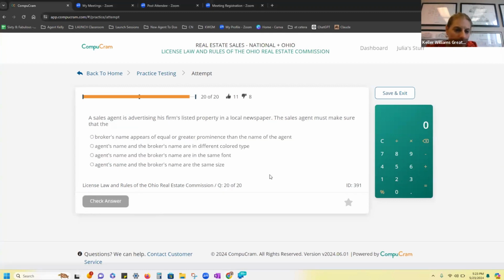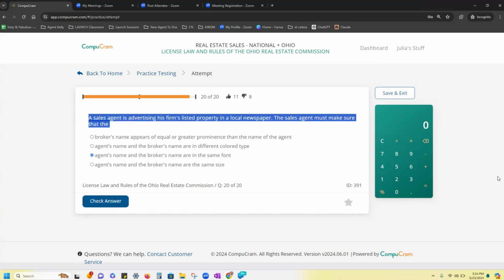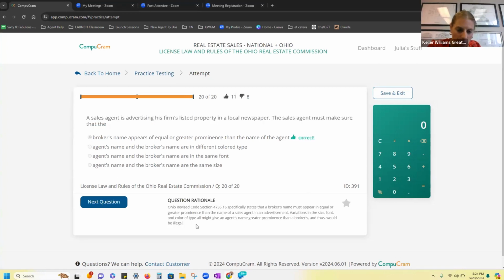Okay. A sales agent is advertising his firm's listed property in a local newspaper. The sales agent must make sure that the A, broker's name appears with equal or greater prominence than the name of the agent. B, agent's name and the broker's name are in different color type. C, agent's name and broker's name are in the same font. Or D, agent's name and broker's name are the same size. A. All right, good job. And A is correct.